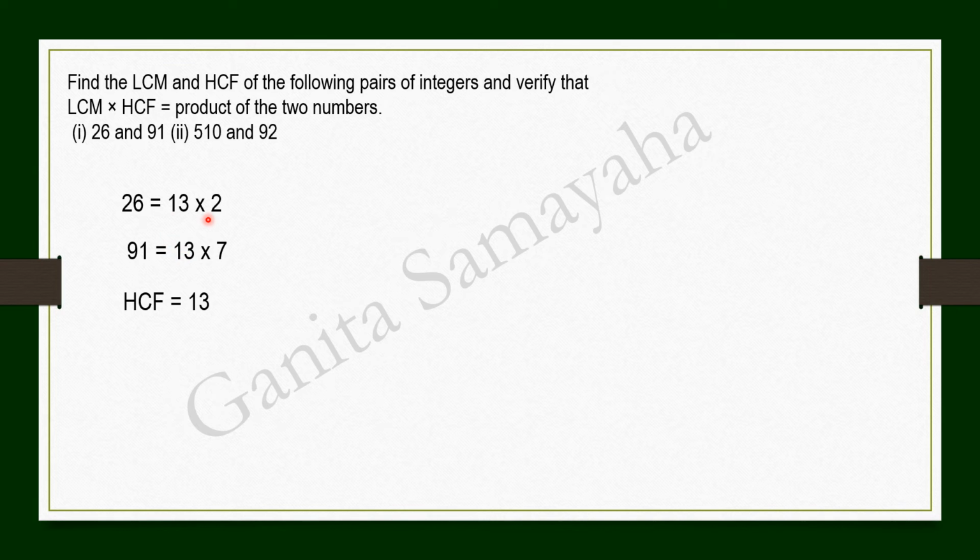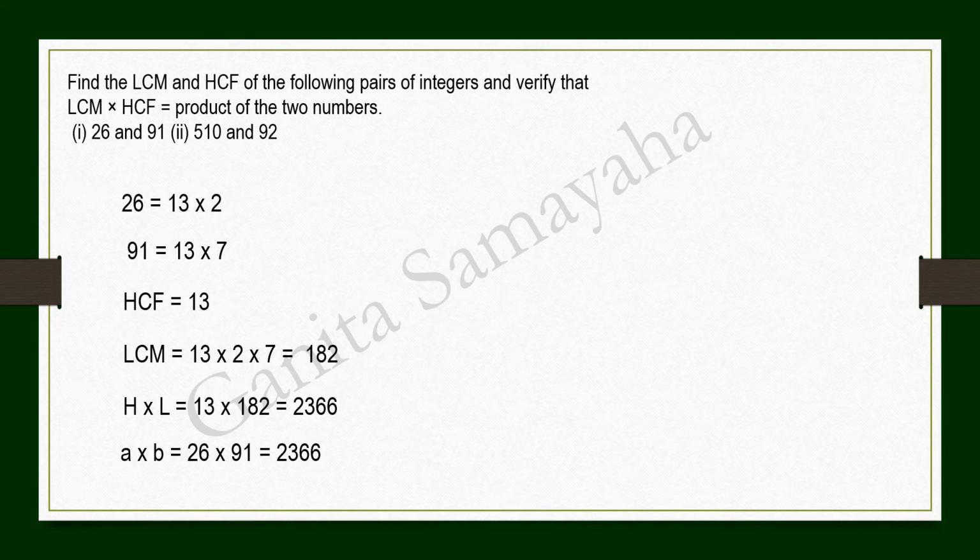Product of all the other factors also, into 2 into 7. It is not only the common one. For HCF, we consider the common. For LCM, we have to write all the factors and express it as their product. So we have LCM equal to 13 into 2 into 7, which is 182. And we have to verify if H into L is equal to A into B. So we find H into L, that is 13 into 182, we get 2366, and A into B is also 2366.